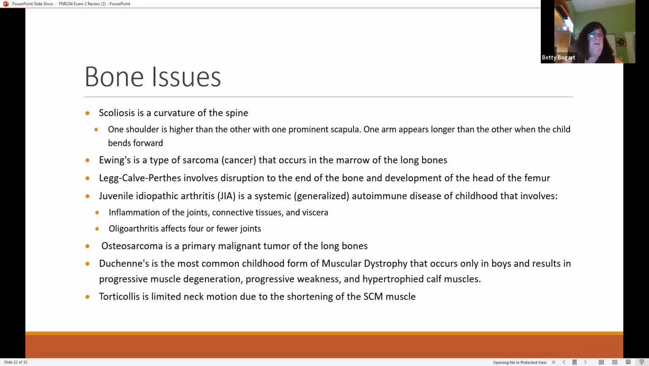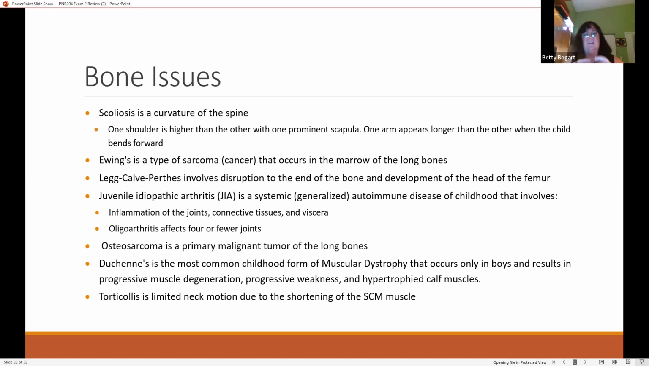Ewing sarcoma is a type of sarcoma that's in the long bones. It's a cancer, radiation and chemo we give. Legg-Calvé-Perthes is a very, very confusing diagnosis, but this is a really important type of condition.